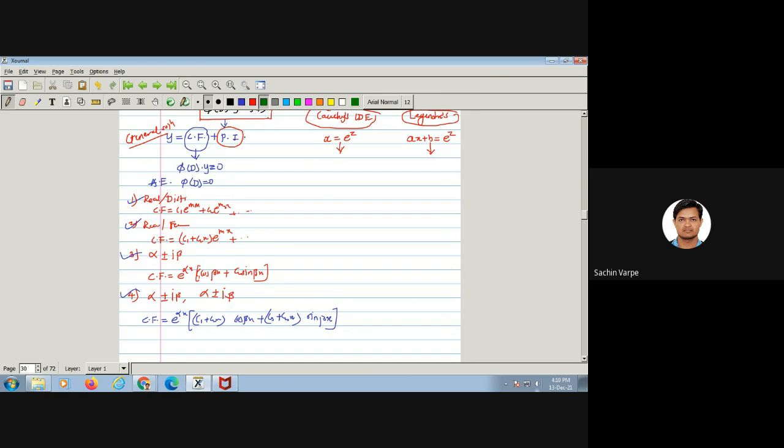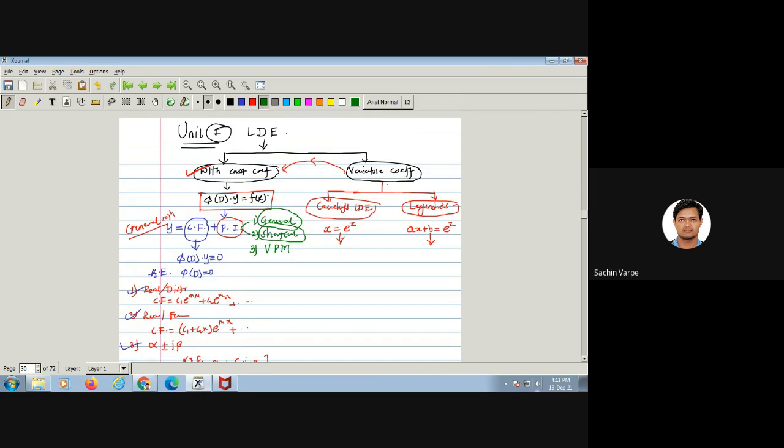Then we move on to the next, that is the particular integral. We have discussed it in three parts: the general method, then shortcut methods, and the last is the variation of parameter method. The general method is applicable to all; that is why it is called general. There are some shortcuts to get the particular integral depending upon the nature of the right hand side function. And the variation of parameter method is completely different, which is completely based on the complementary function. Yes or no? So we have discussed these three methods to find the particular integral.